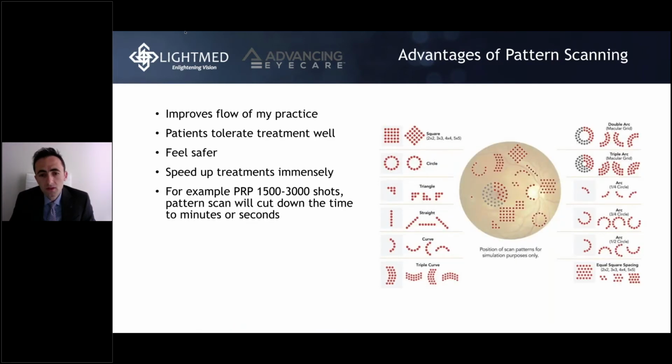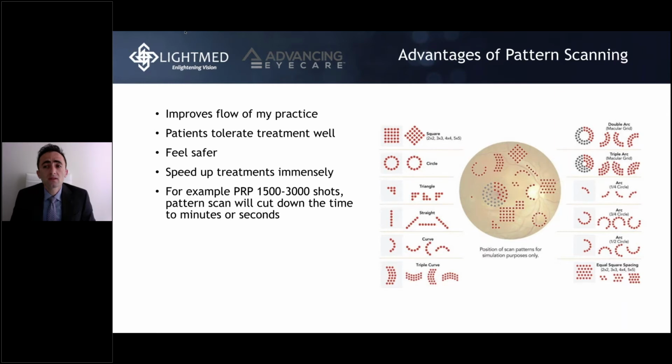These are some of the patterns that the TruScan can provide. Basically square, 3x3 or 4x4, depending on the areas that you're treating. Circle if you have a retinal break and you want to circle around it with laser. And of course a straight or triple curve.